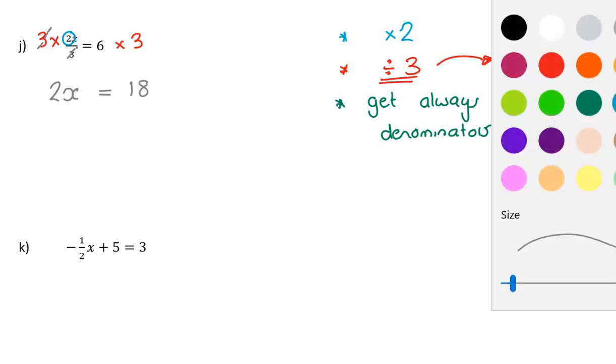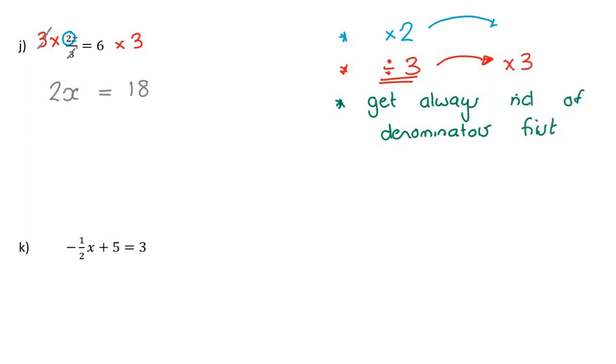Now I need to get rid of multiplying by 2, so I'm going to do the inverse operation. I'm going to divide by 2. But what you do to one side, you do to the other side. So I land up getting x is equal to 9. And again, I could check that on my calculator.